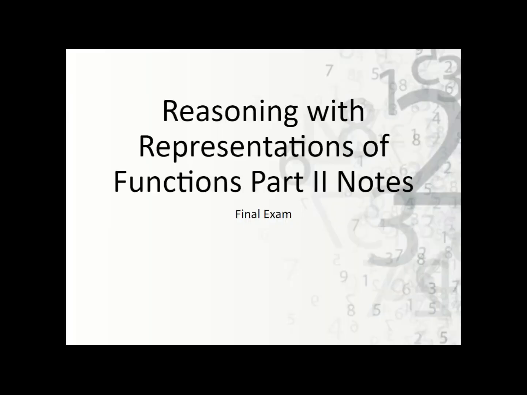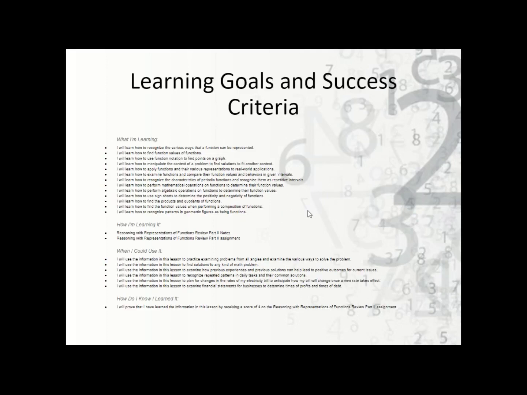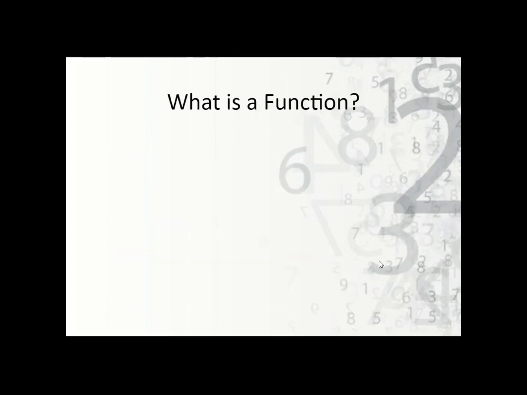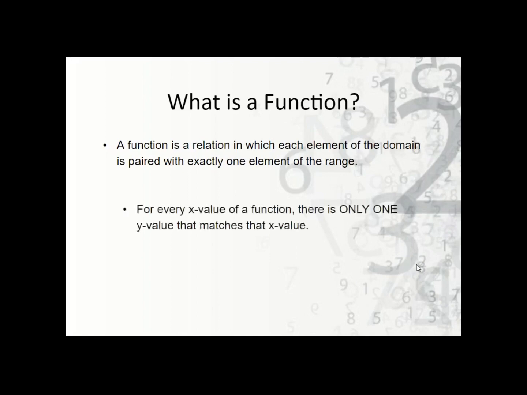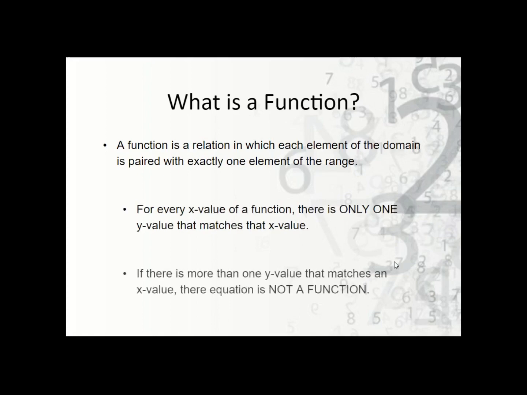Let's take a look now at the Reasoning with Representations of Functions Part 2 notes. The notes begin with the learning goals and success criteria. Now, what is a function? A function is a relation in which each element of the domain is paired with exactly one element of the range. So that means that for every x, there's exactly one y that matches with that x value. If there is more than one y to match up with an x, then it is not a function.